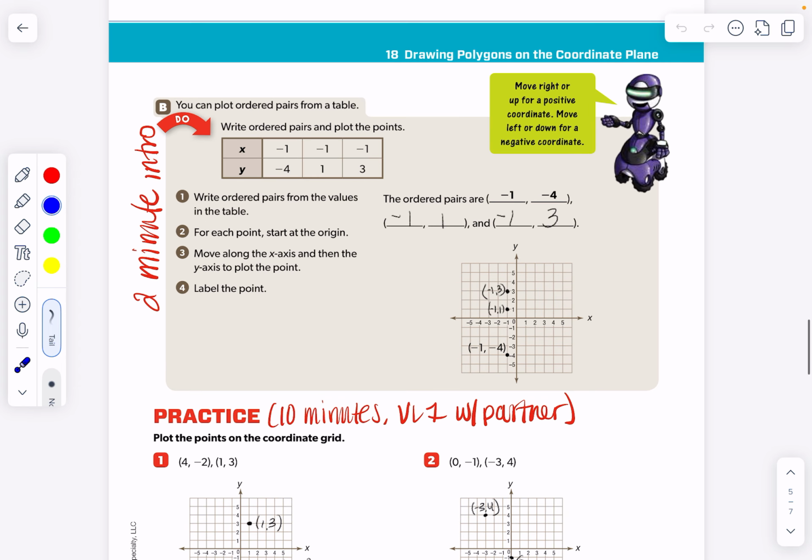The last model that you are going to be engaging with is letter B. So based on this table, students are going to have to be able to write the ordered pair for each of those ordered pairs listed in the table, right? So one x value for one y value: -1, -4; -1, 1; and then -1, 3. They will write all of those ordered pairs here. After that, they are going to have to plot each of those points.